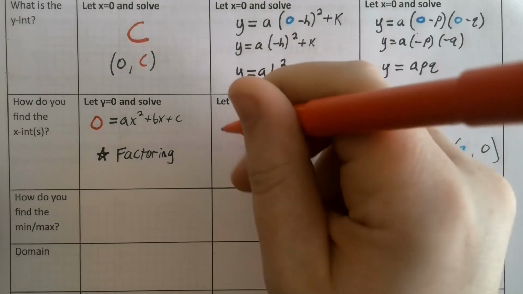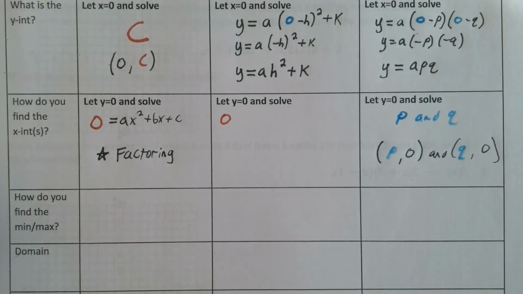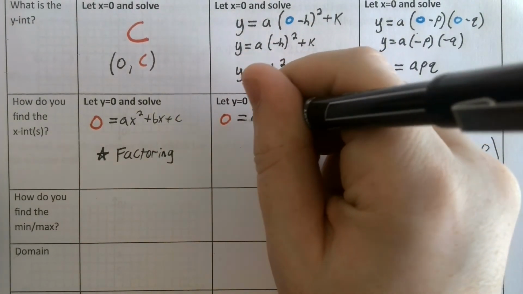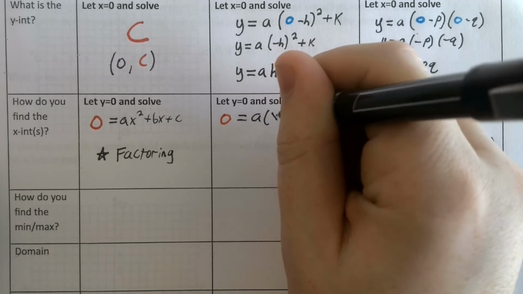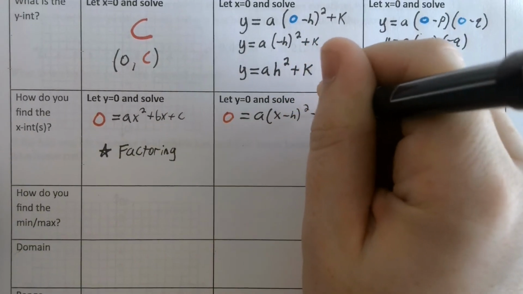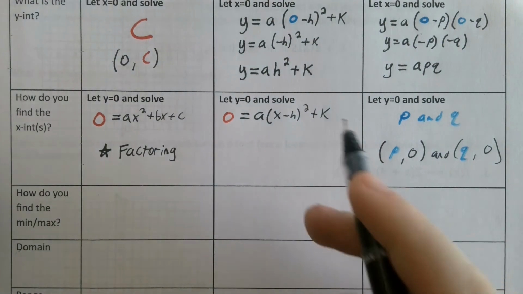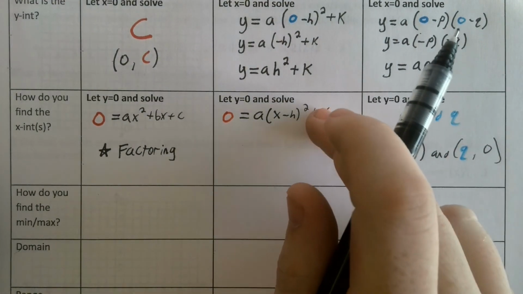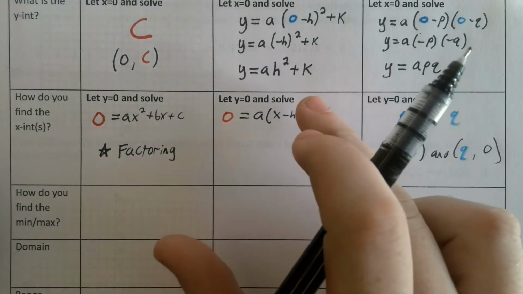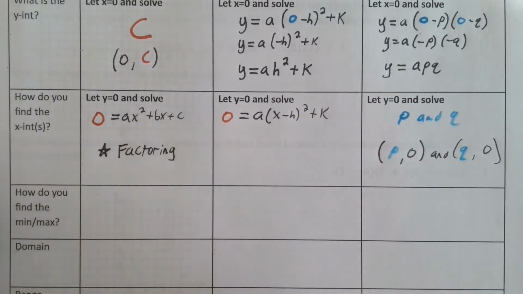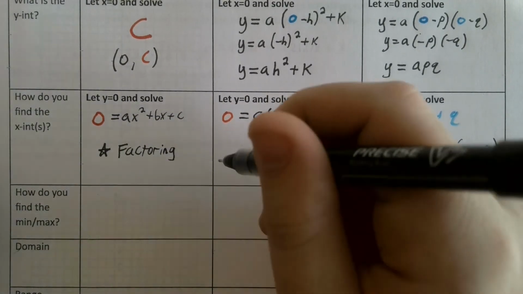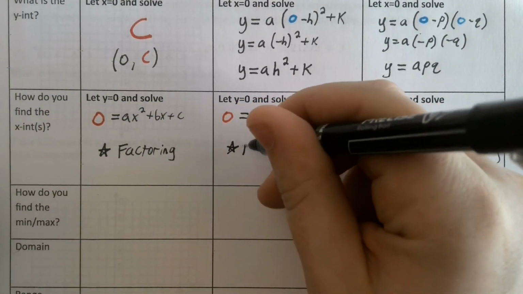But what about vertex form? When we set y equal to 0 in vertex form, how do we solve for x? Well, we undid the problem. We got the k to the other side, we divided by a, we square rooted it, we added the h. In other words, we're just using reverse PEMDAS.